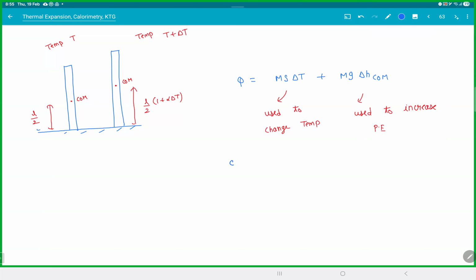So then we get Q is equal to ms delta T. And delta H is nothing but the change in position, which is L by 2 alpha delta T. You're done. I think once you know what to do, it is pretty straightforward, but you should get an idea that the center of mass is moving.